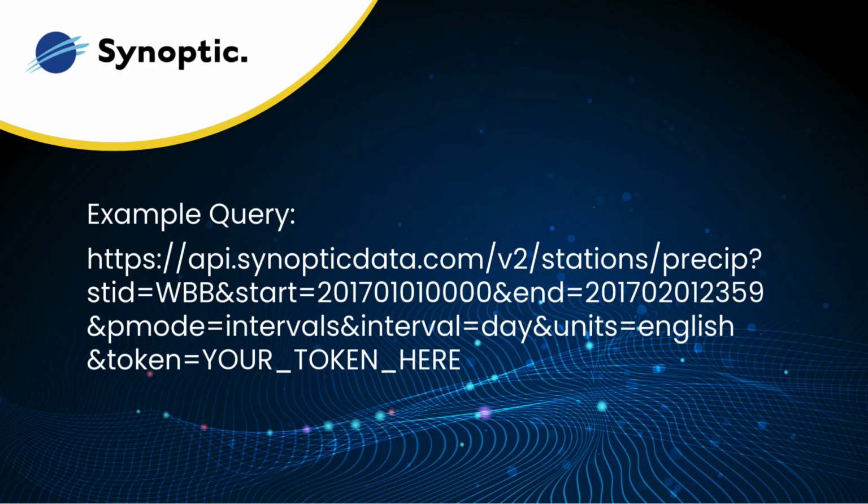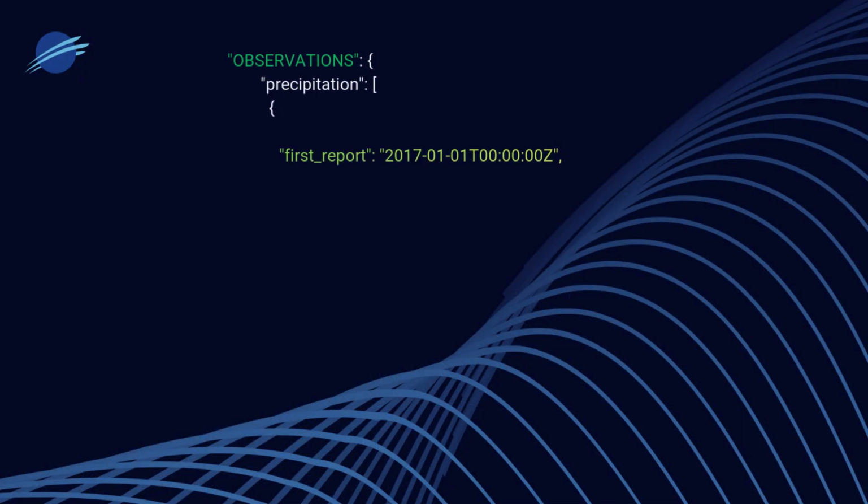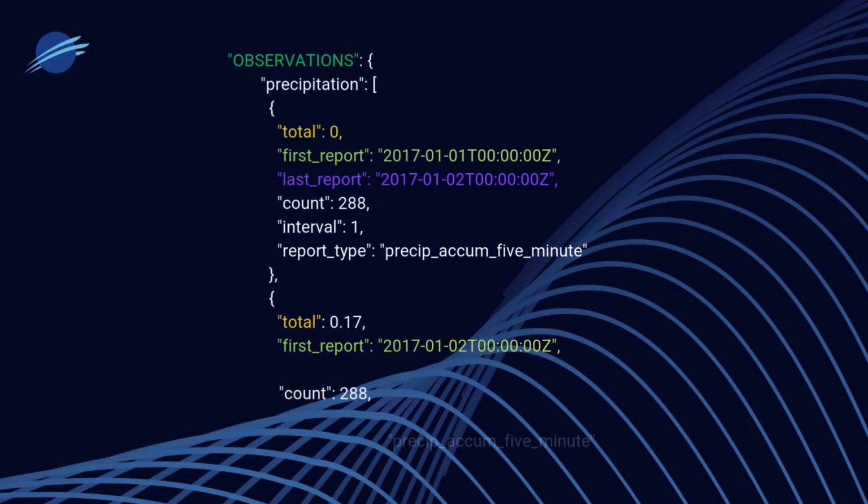We could also set pmode to totals to return total precipitation between the start and end date, and last, which returns accumulated precipitation intervals based on end date. Upon execution of the query, the API fetches daily precipitation totals for the University of Utah's William Browning Building Station for January 2nd to January 3rd, 2017, returning timestamps and precipitation totals.